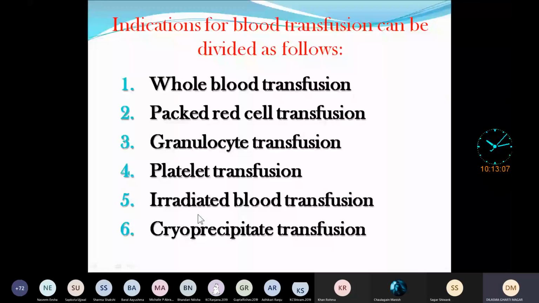And cryoprecipitate transfusion, I told you what cryoprecipitate means, and it is very less in amount. Usually we give it in case of factor 8 and factor 9 deficiency.